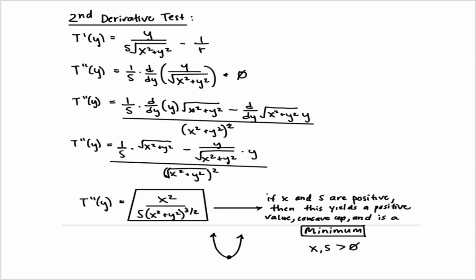And if x and s are positive values, which they are, then this would always yield a positive value for the second derivative, which would make this concave up on a graph and would make it a minimum, which confirms that the equation will give us the minimum time for Lassie to get from point A to point B.